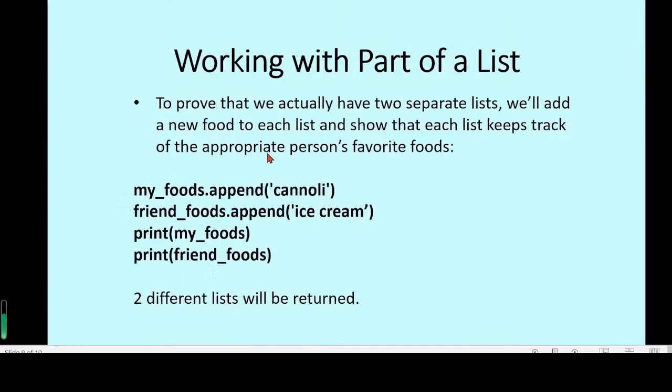To prove that we actually have two separate lists, we will add a new food to each list and show that each list keeps track of the appropriate person's favorite foods. So in the My Foods list, we append cannoli, and in the My Friends Foods list, we append ice cream. Then we print them out.